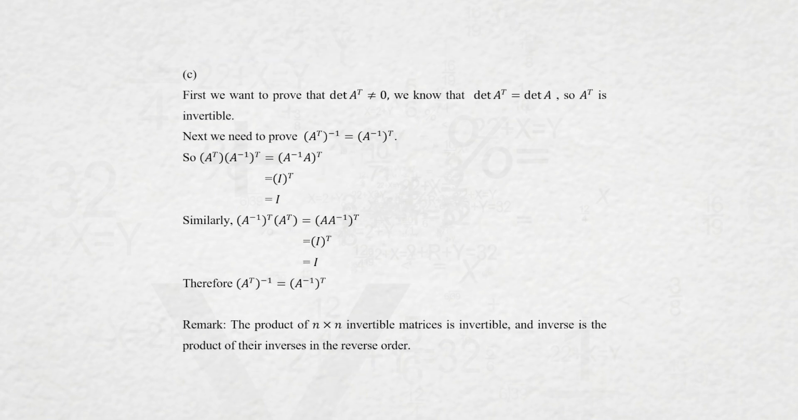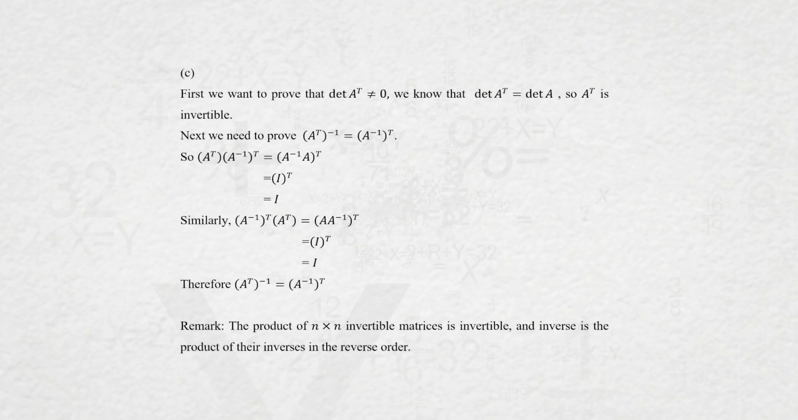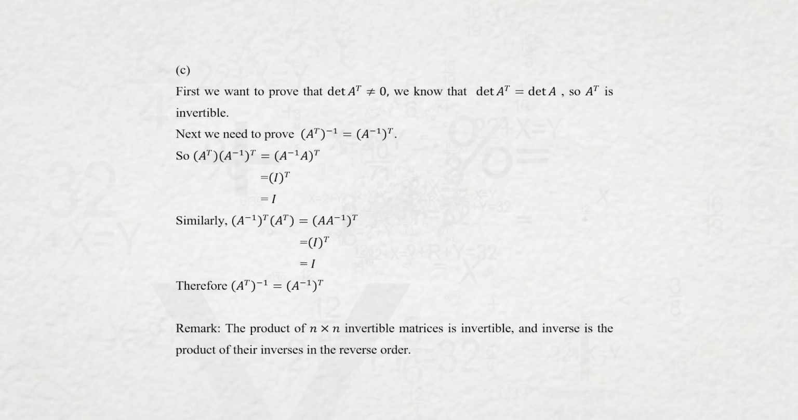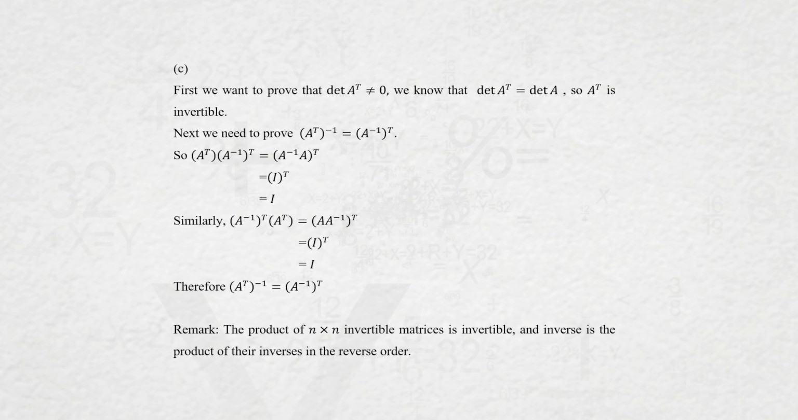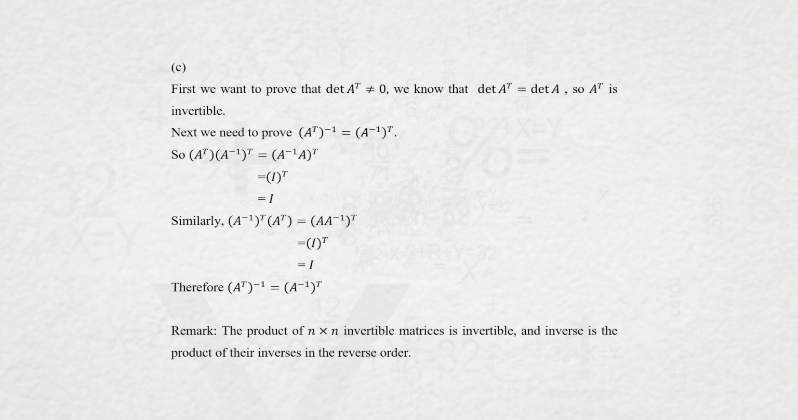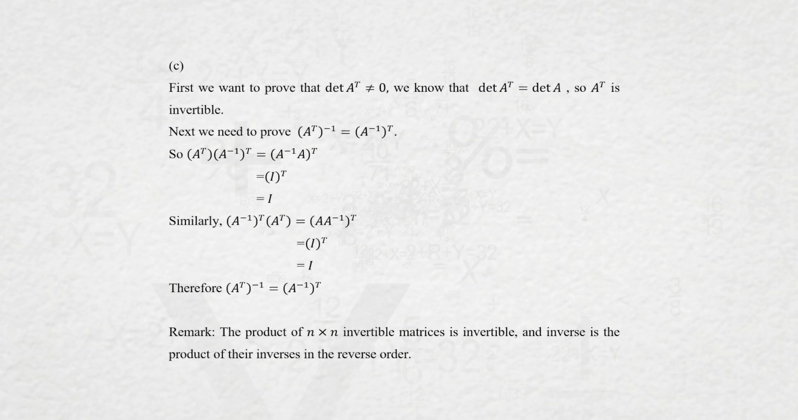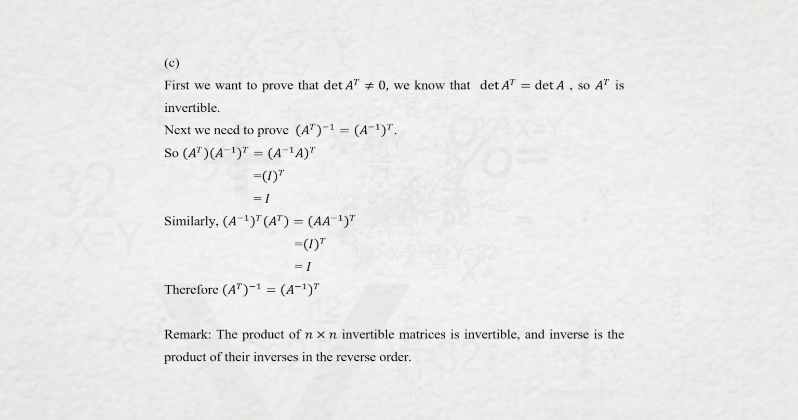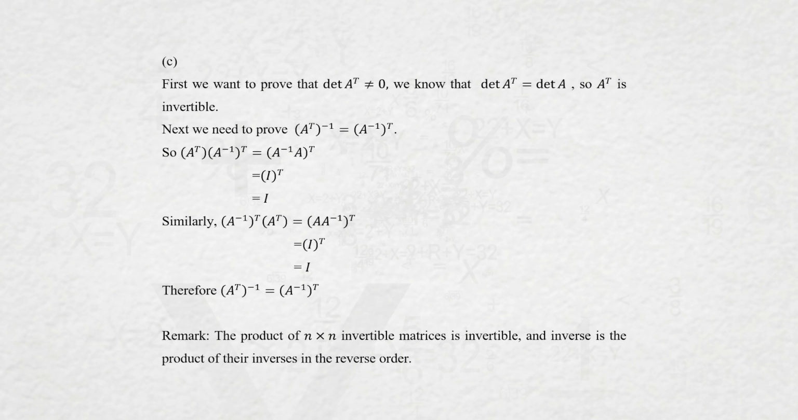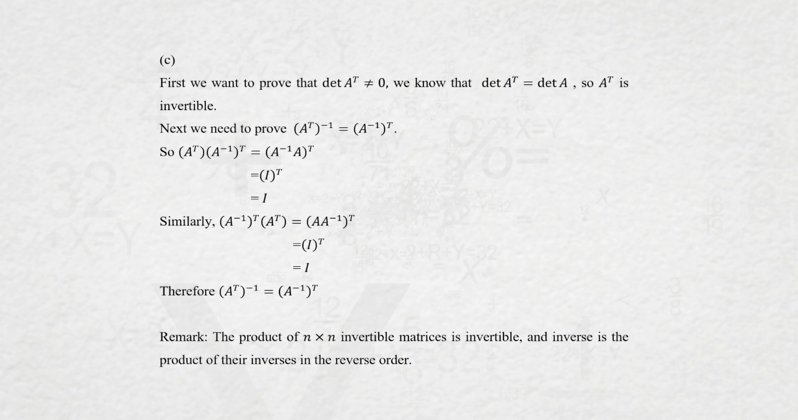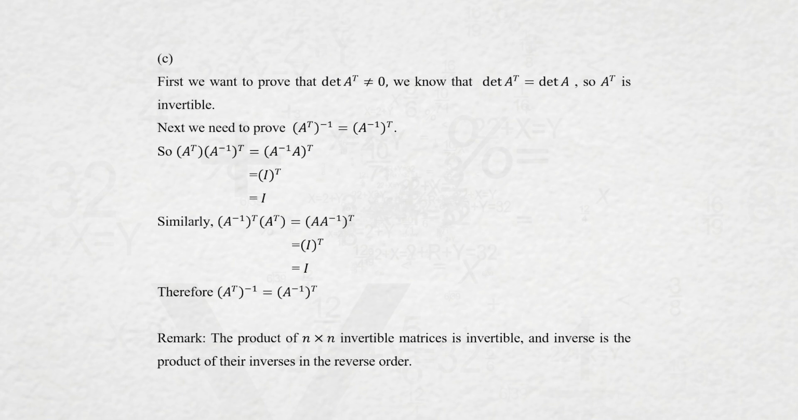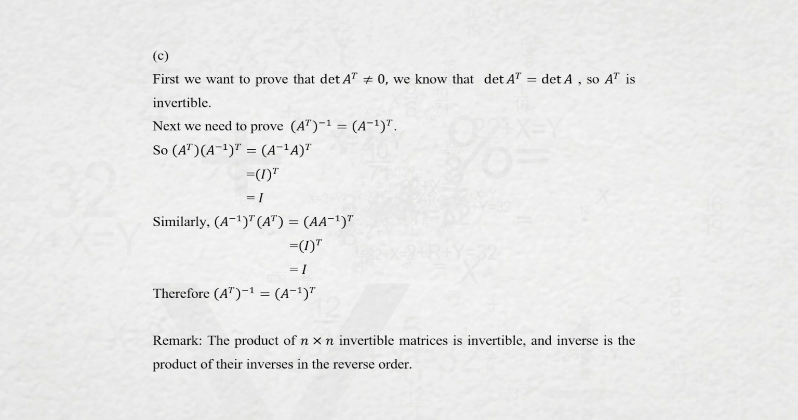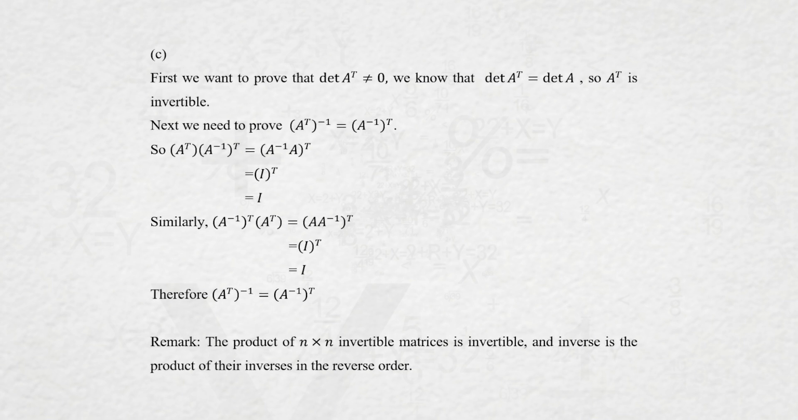C. First, we want to prove that the determinant of A transpose is not equal to 0. We know that the determinant of A transpose is equal to the determinant of A, and so A transpose is invertible. Next, we need to prove that A transpose the whole inverse is equal to A inverse the whole transpose, and so A transpose times A inverse the whole transpose is equal to A inverse times A the whole transpose, which is equal to I transpose, which is equal to I.